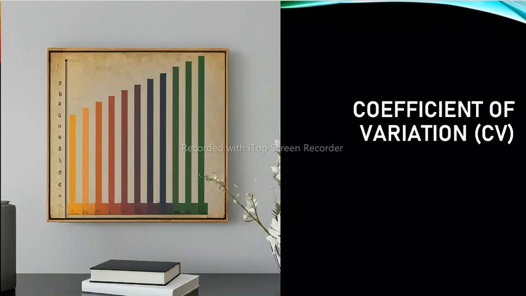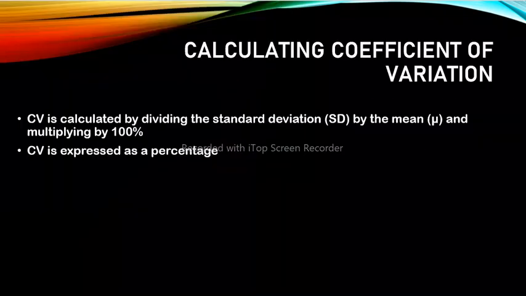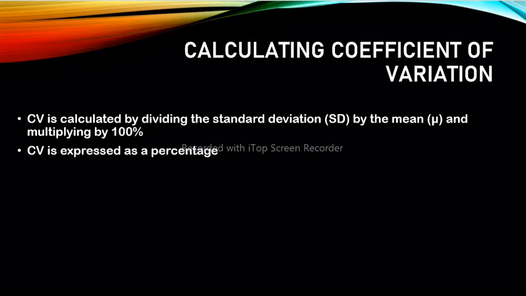Coefficient of variation. The coefficient of variation, CV, is a relative measure of spread that allows us to compare the variability of datasets with different units. It is particularly useful when comparing datasets with different means. CV is calculated using a simple formula. We divide the standard deviation, SD, by the mean of the dataset and then multiply the result by 100% to express it as a percentage. This transformation allows us to compare the relative variability of datasets regardless of their original units.